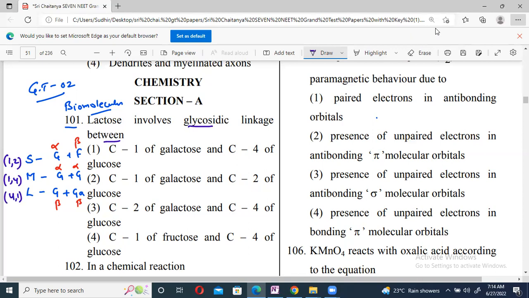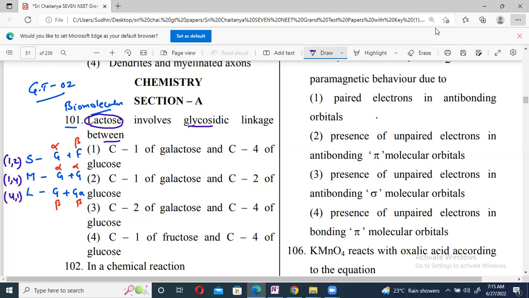4,1 means C4 of beta glucose and C1 of beta galactose. 1,4 means C1 of alpha glucose and C4 of another alpha glucose. 1,2 means C1 of alpha glucose and C2 of beta fructose. They're asking about lactose, right? Lactose means this, and it is C4 of beta glucose.